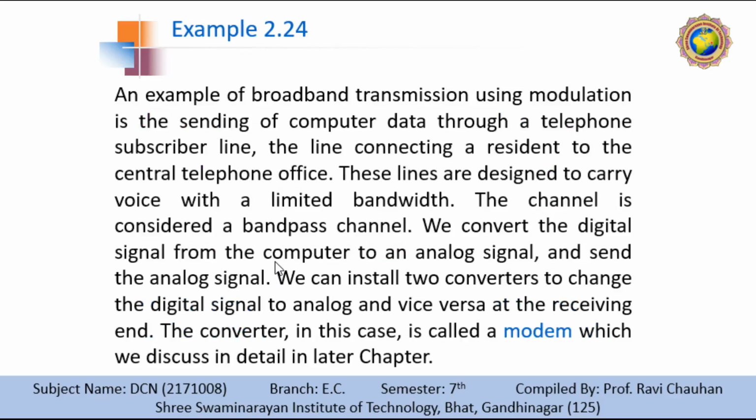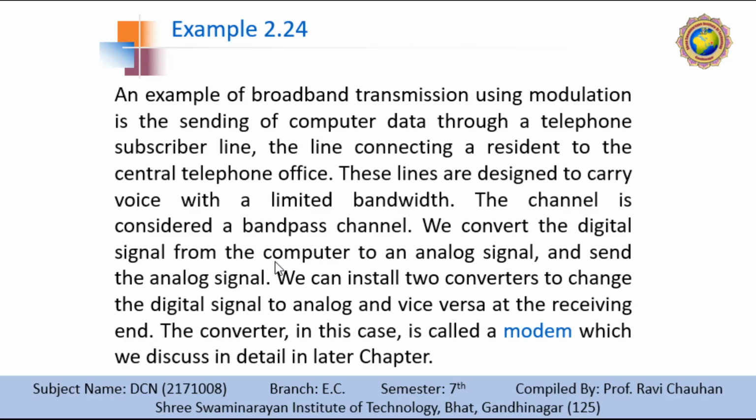An example of broadband transmission using modulation is sending computer data through the telephone subscriber line, the line connecting the residence to the central telephone office. As in the early stage of internet connection, we were using the dial-up connection. These lines were installed many years ago and are designed to carry voice analog signals with a limited bandwidth, frequencies between 0 and 4 kHz. Although this channel can be used as a low pass channel, it is normally considered as a bandpass channel.